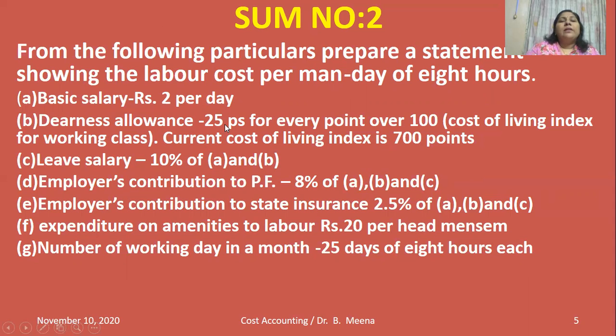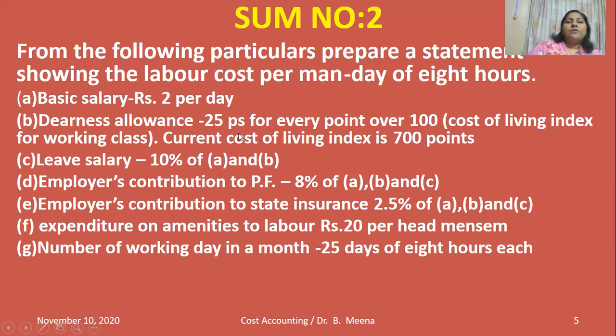DA is given, but how was it given? 25 pies for every point over 100. Every point over 100, they are paying DA 25 pies. The current cost of living index is given as 700 points. So over 100 points, I'll give 25 pies for every point. So what is above 100? 700 minus 100, so 600 points, we need to calculate the DA at 25 pies. Okay, now this is for this information only.